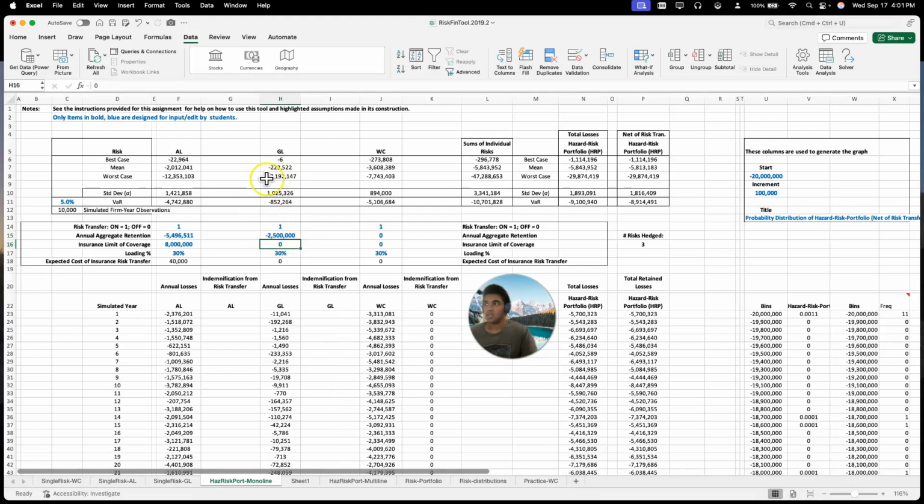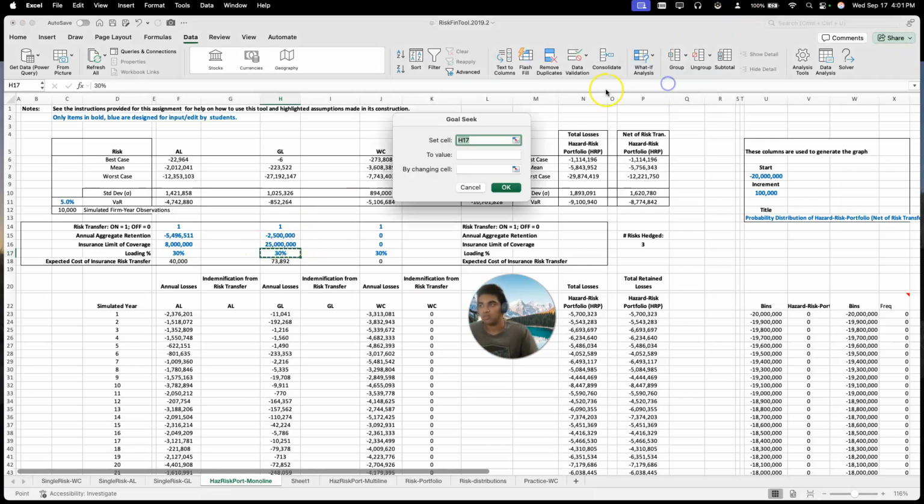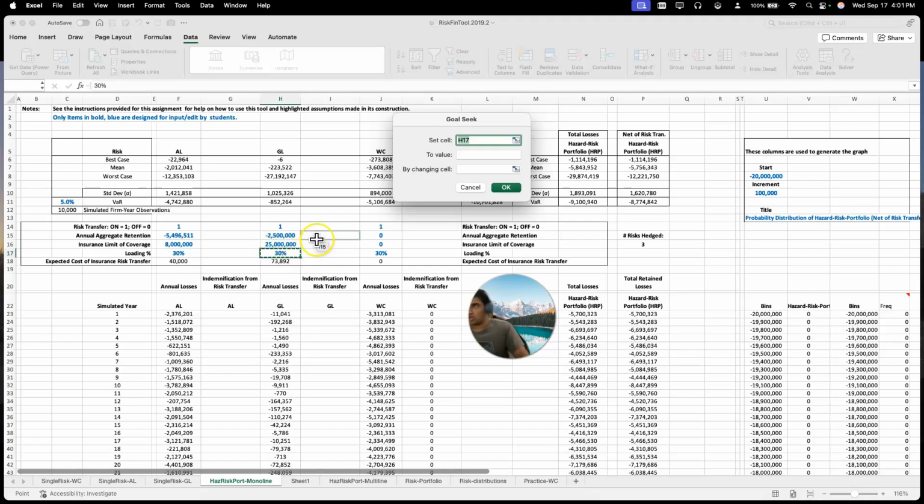So why don't we type that in? 2.5 million. And the difference between 27.5 million and that would be 25 million. You can see that's way too high. So we're gonna what-if analysis this number to 40,000, and we're gonna change this cell.